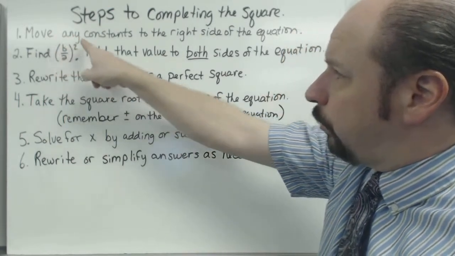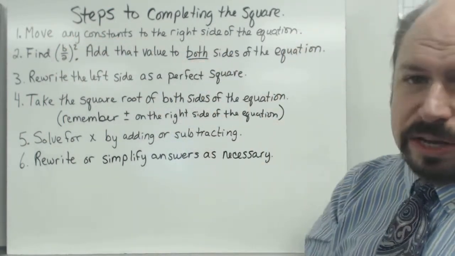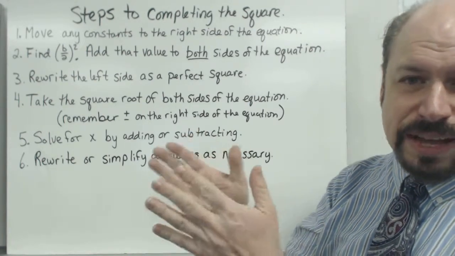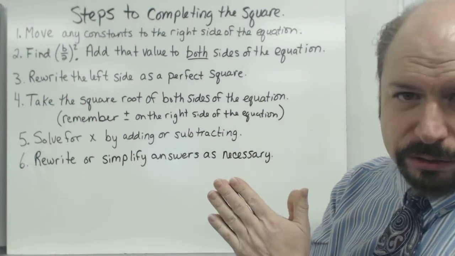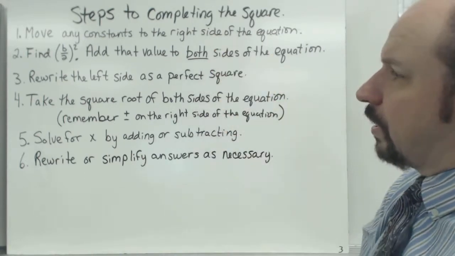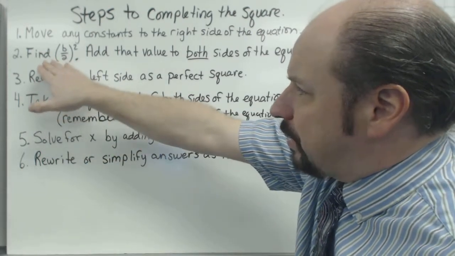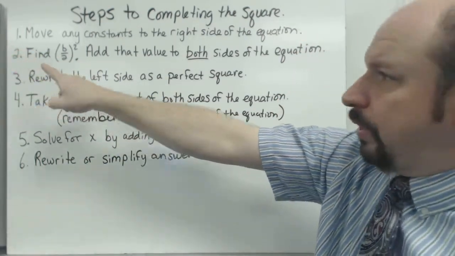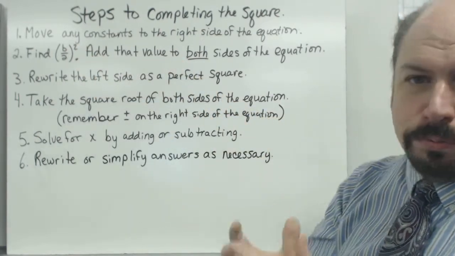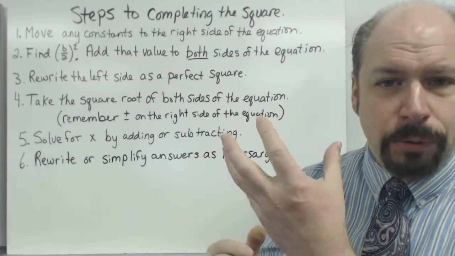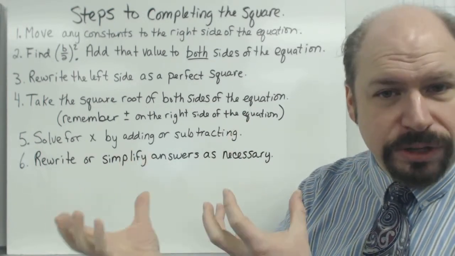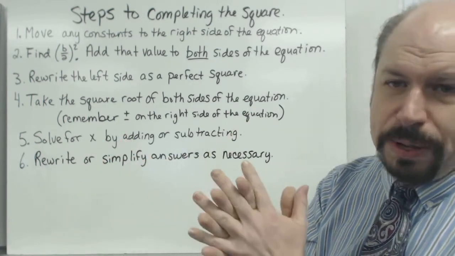But the first thing we want to do is move any constants to the right side of the equation. So in x squared plus bx plus c, it's that plus c that we want to move to the other side of the equation, or to the right side in this case. Okay, next thing, we want to find that value that completes the square. So let's find b over 2 squared and add that value to both sides of the equation. Remember, if we add something to one side of an equation, we have to add it also to the other side so the equation stays balanced.